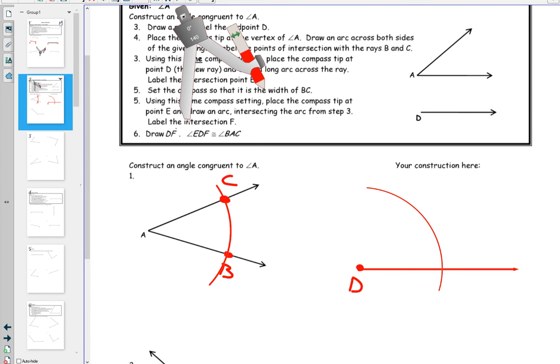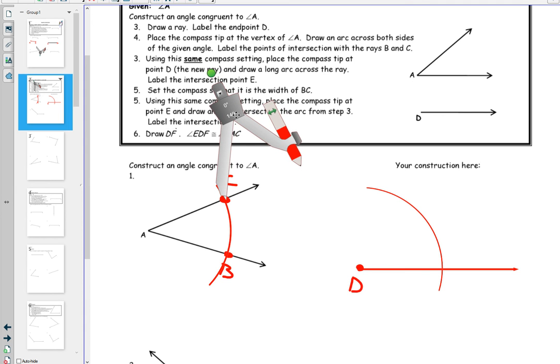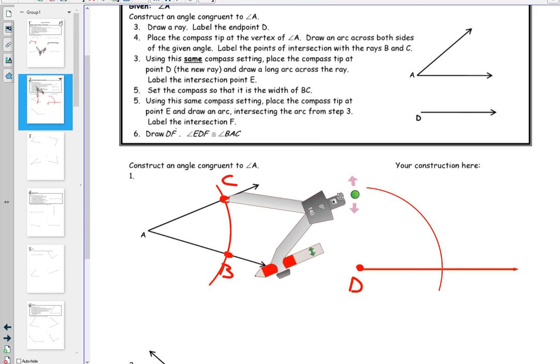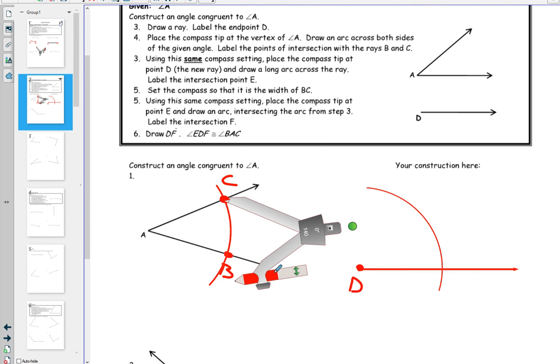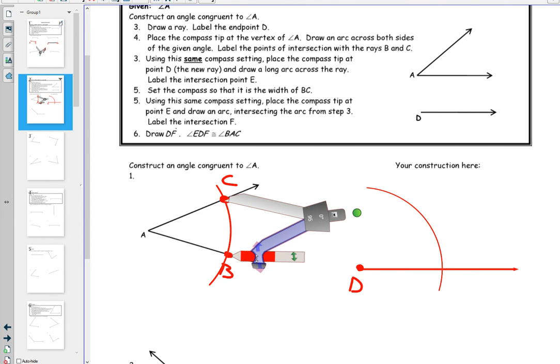So now, the only thing left to do, if your paper looks like mine, is to get the compass, and we're going to measure, for the first time, a new distance. We're going to put the tip on either C or B, it doesn't matter which one, and the pencil on the other one. So now we're going to measure this distance. How far is it from C to B?